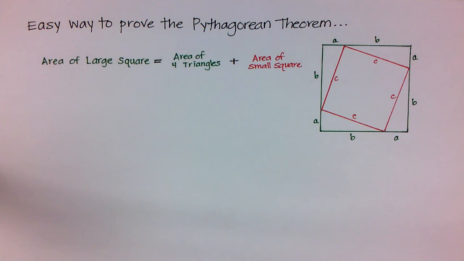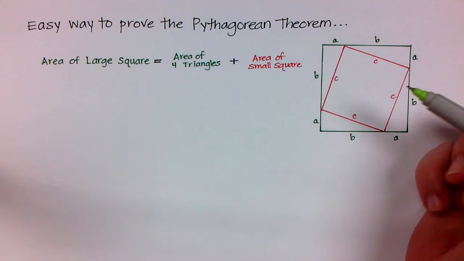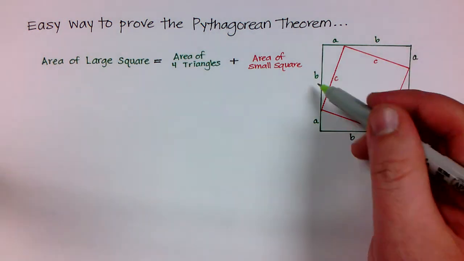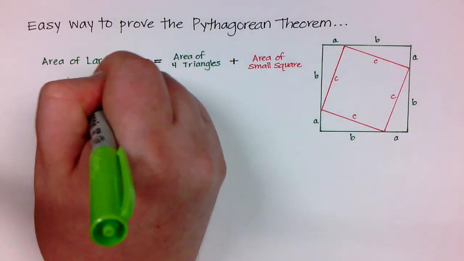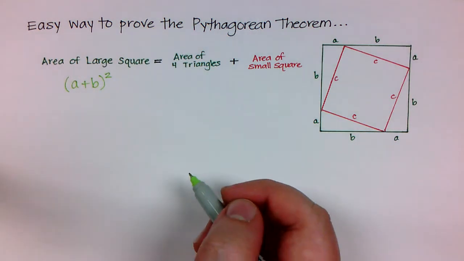So let's see here. The area of the large square is going to be length times width, right? And since it's a square, both sides are the same all the way around. So a plus b is going to give me one of the sides. And I'm going to write a plus b, and I'm going to square that, because it would be side squared.